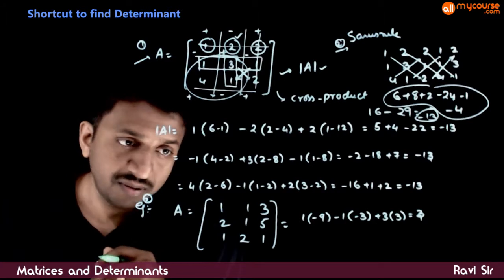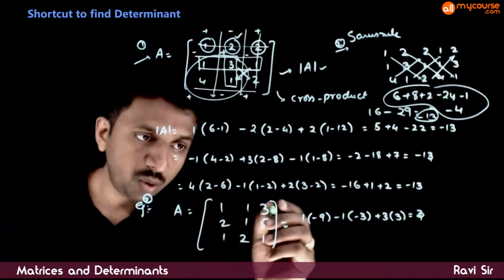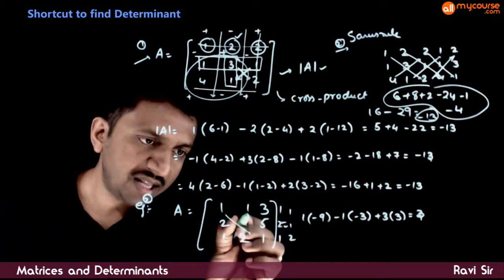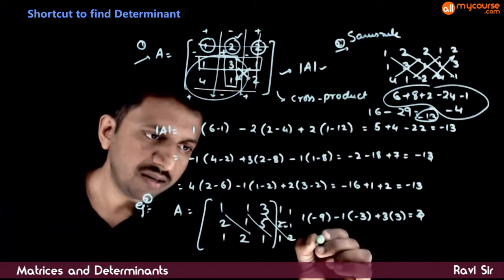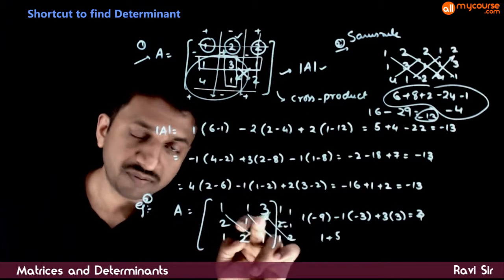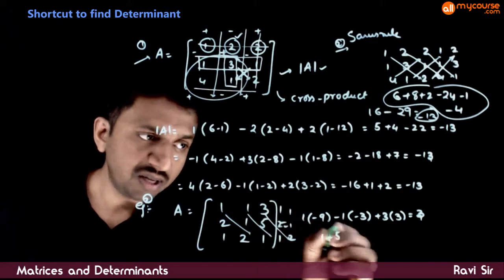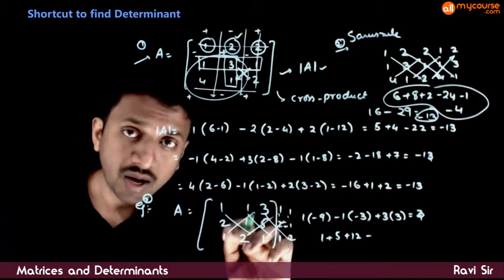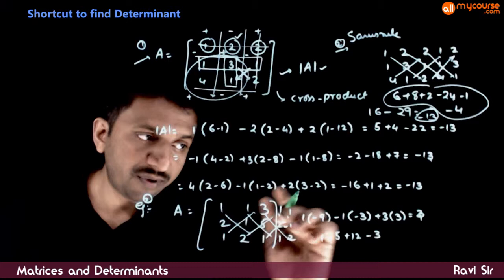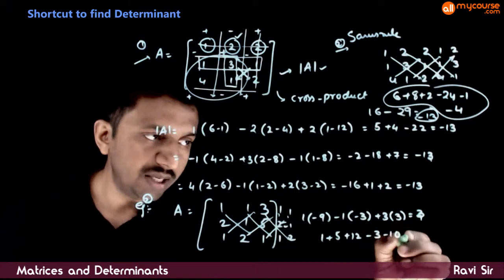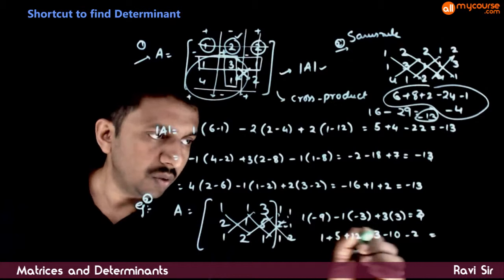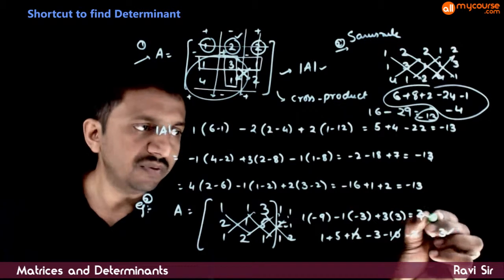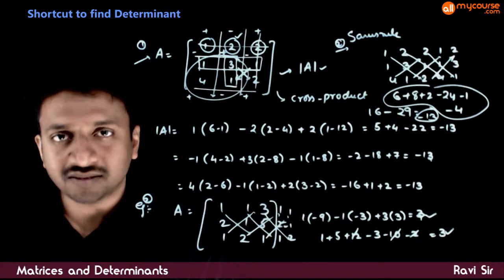If you want to use Sarrus' rule, you write C1, C2 again. So 1, 2, 1, 1, 1, 2. You write this again. Take the downward arrows. So 1 into 1 into 1 is 1, plus 1 into 5 into 1 is 5, plus 3 into 2 into 2 is 12. Minus of upward arrows: 1 into 1 into 3 is 3, 2 into 5 into 1 is 10, 1 into 2 into 1 is 2. So minus 10 minus 2 plus 12 gets cancelled. 6 minus 3 is again equal to 3. You can see that you're getting the same answers.